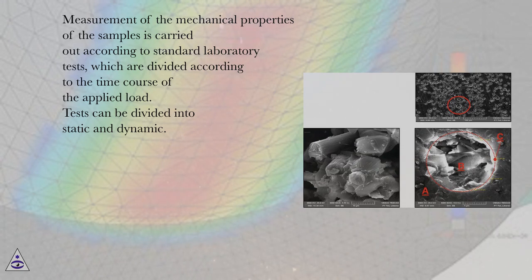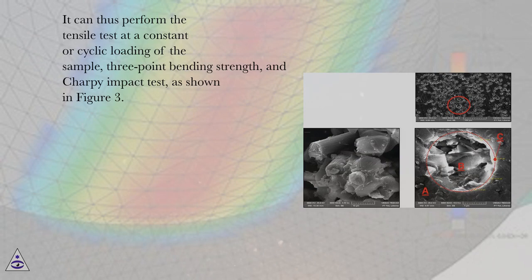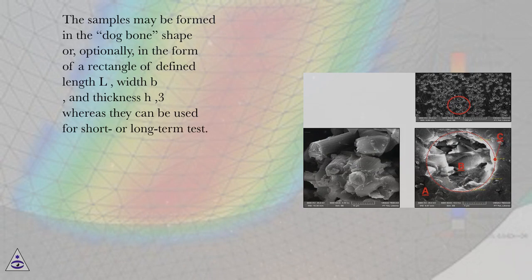Tests can be divided into static and dynamic. It can thus perform the tensile test at a constant or cyclic loading of the sample, 3-point bending strength, and Charpy impact test, as shown in Figure 3. The samples may be formed in the dog bone shape or, optionally, in the form of a rectangle of defined length L, width B, and thickness h, whereas they can be used for short or long-term test.